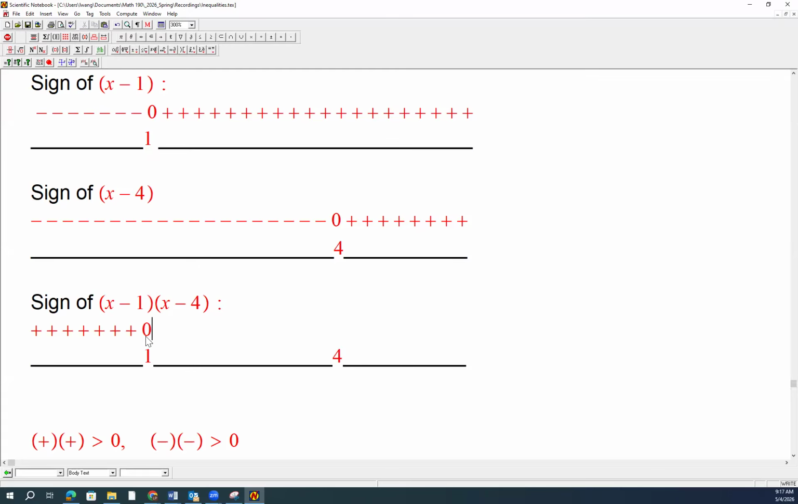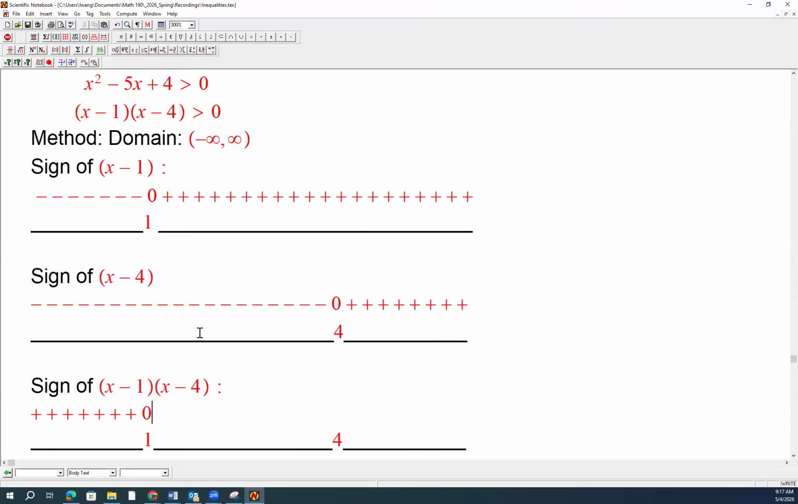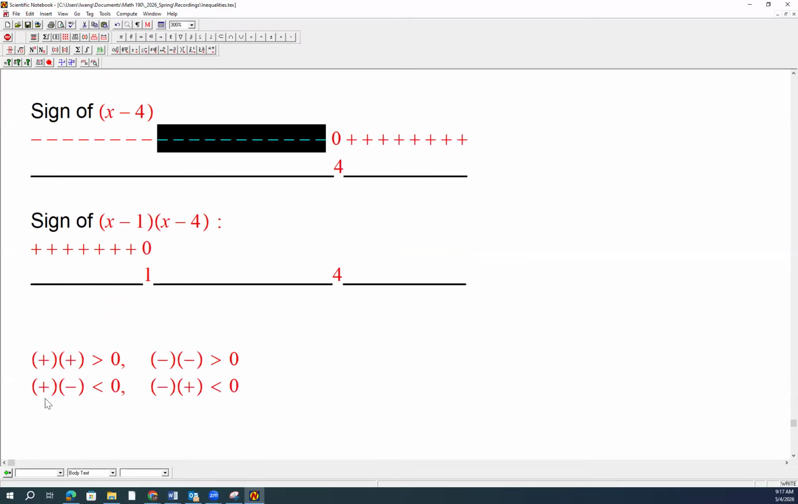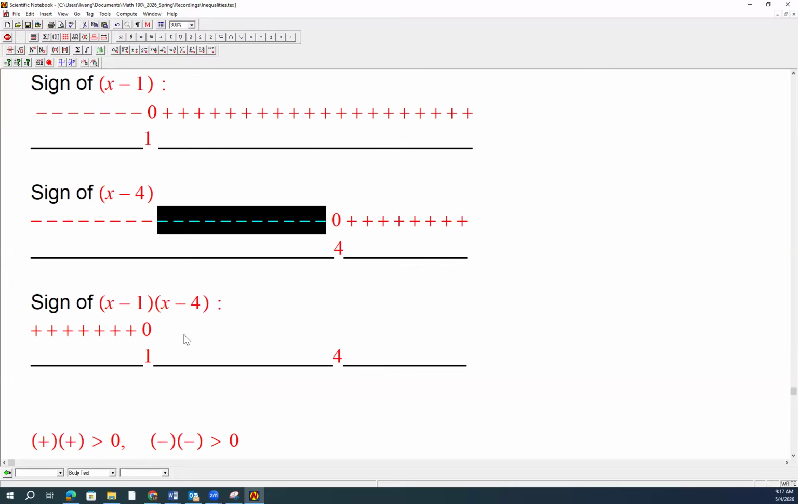Okay? So that's 0. Now, I'm going to choose a number between 1 and 4. Between 1 and 4, x minus 1 is positive. Between 1 and 4, x minus 4 is negative. So positive times negative is negative. So this part is going to be negative.